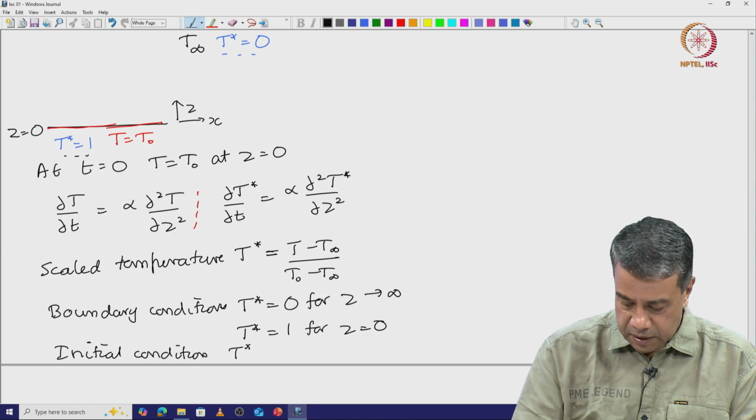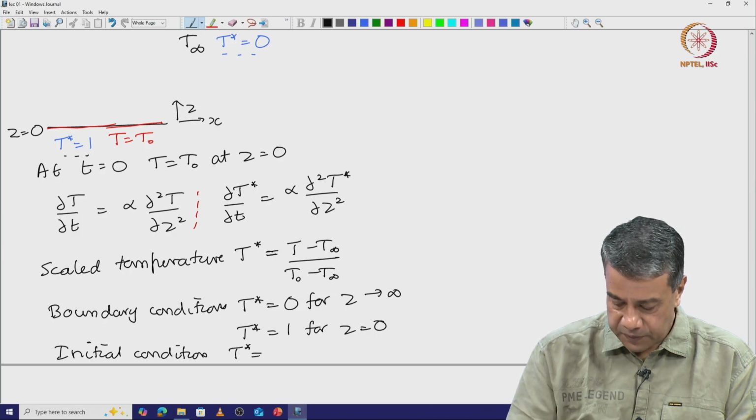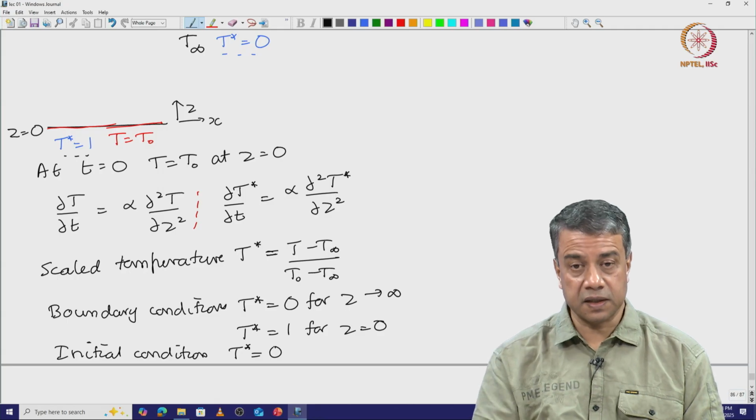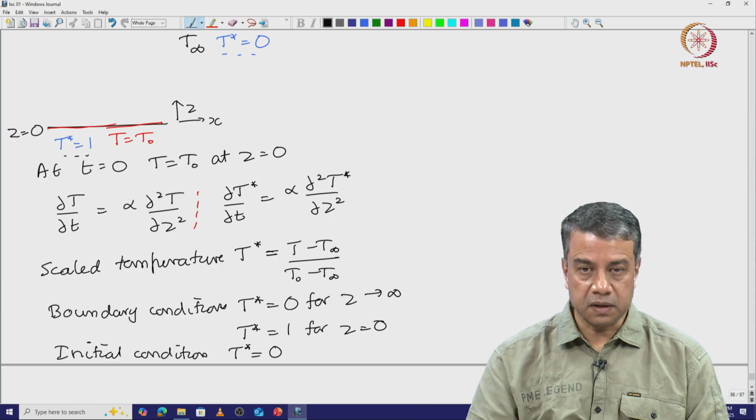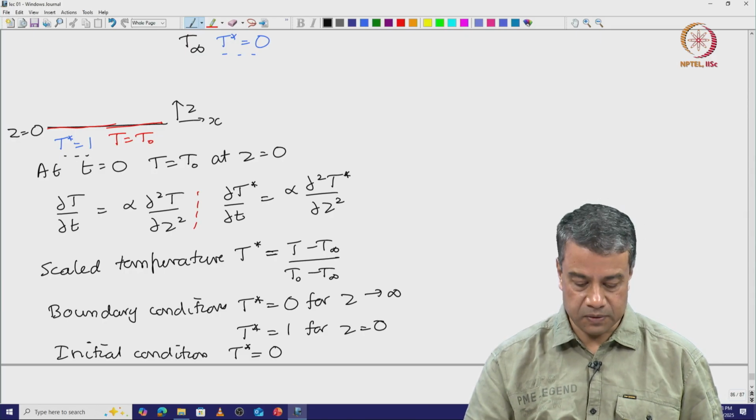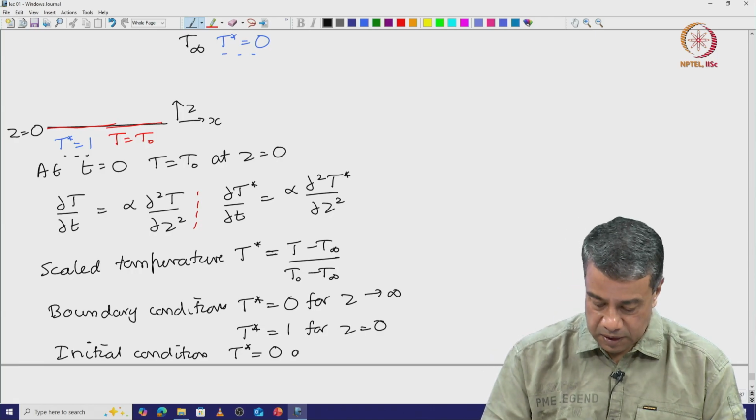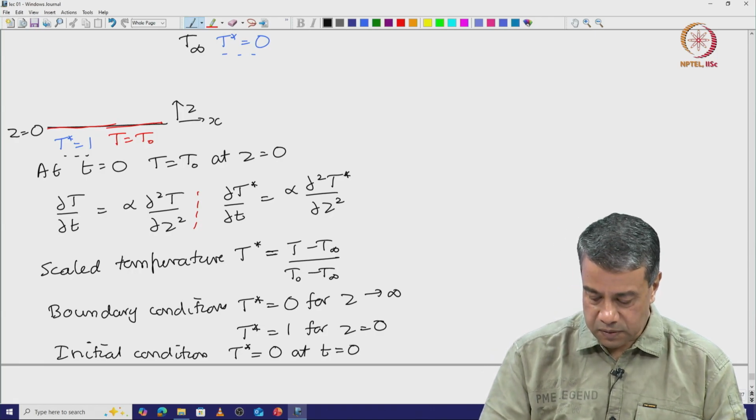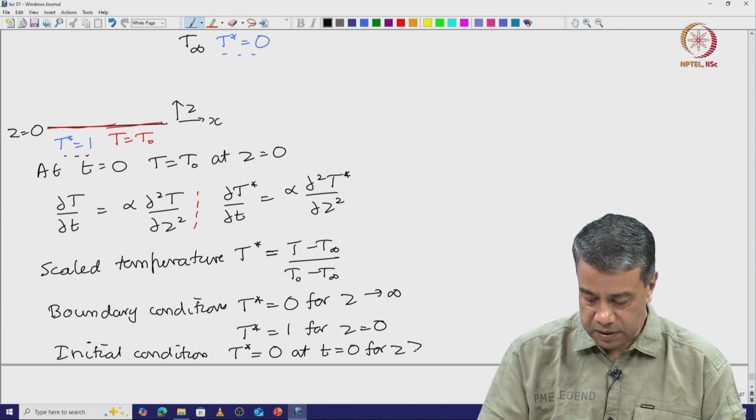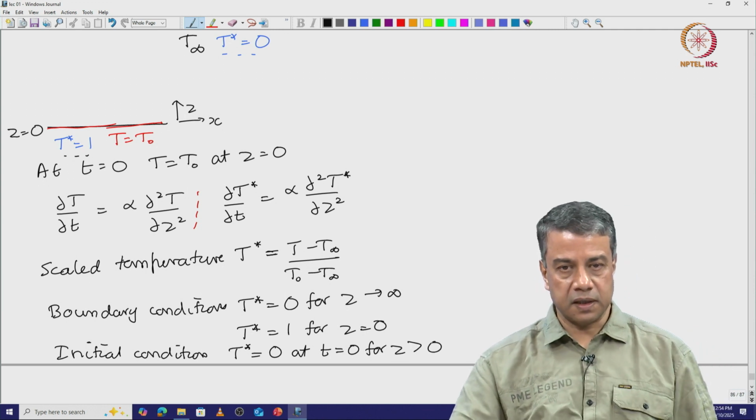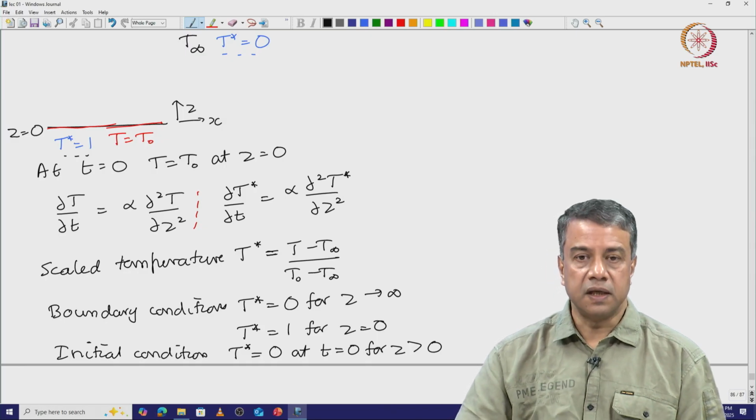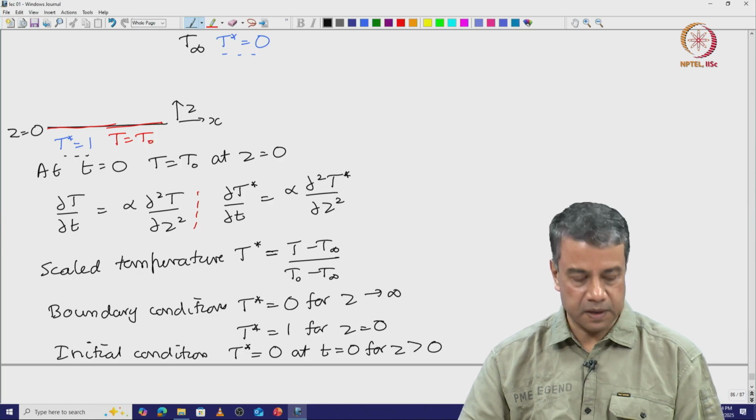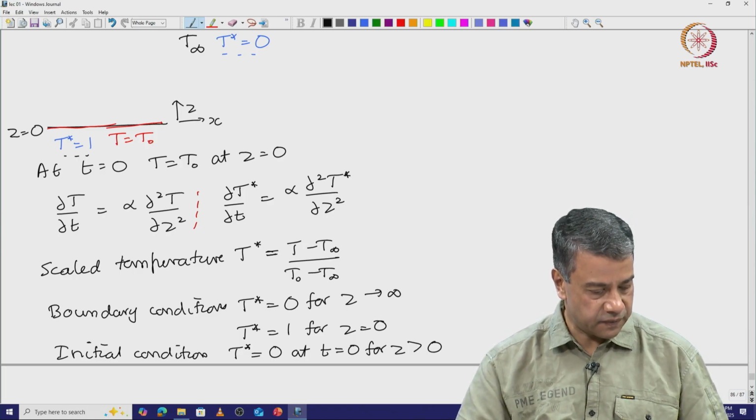That T star is equal to 0 at initial time, just when the heater has been switched on, throughout the medium T star has to be equal to 0. Only at the surface itself T star is equal to 1. Therefore, T star is equal to 0 at t is equal to 0 for z greater than 0. So, those are the boundary and initial conditions for this particular configuration. Heat conduction into an infinite medium.